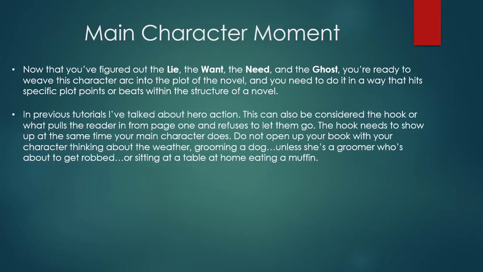So in previous tutorials, I talked about hero action, and not necessarily in any of the character arc tutorials, but I did talk about hero action in the outlining novels. And this is a really important plot point at the beginning of the book. You need to introduce your character in a way that hooks your reader in, okay? So this can also be considered the hook, or what pulls the reader in from page 1 and refuses to let them go. The hook needs to show up at the same time your main character does.